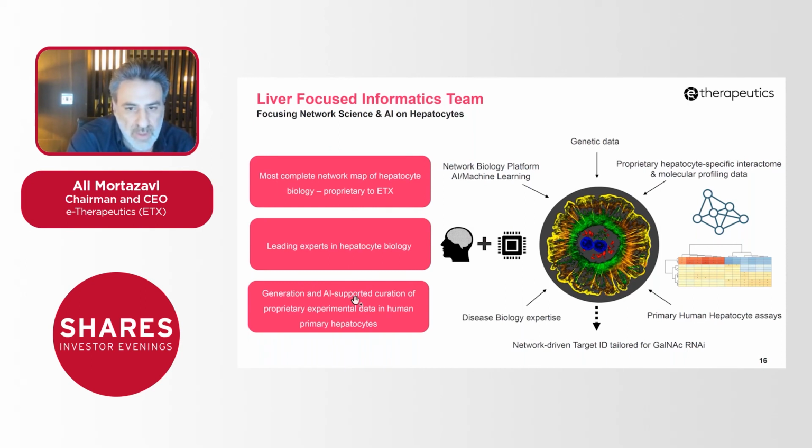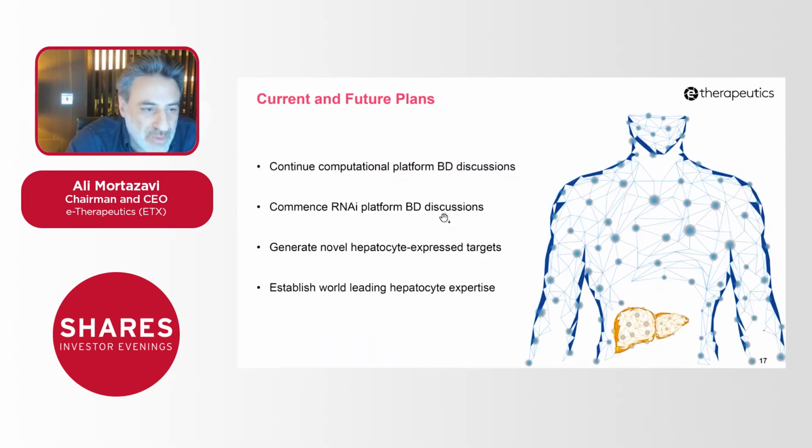Some of the plans are really pretty ambitious. One plan that we're working on at the moment is, let's say there are 10,000 genes operating in hepatocytes. We have plans to stop the activity of each and every single one, and then to see what the knock-on effect in a cell is on protein expression and gene expression of all the other proteins and genes, and really build an atlas of hepatocyte proteomics and network biology. That's it. We're going to continue our computational BD general discussions, commence our RNAi discussions, et cetera.